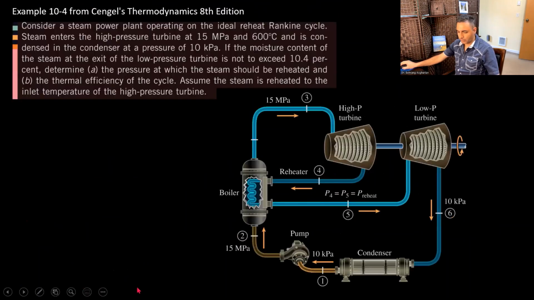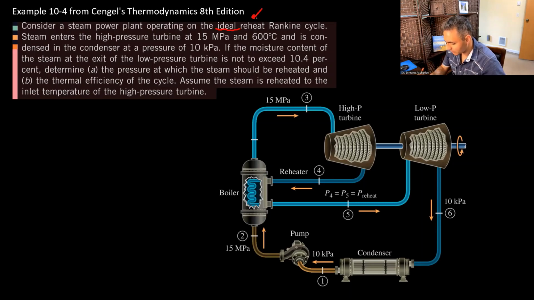So this is the example. This is example 10-4 from Cengel's book. And so, you can pause this video and take a look at the example. Or I'm going to go through the example, but if you want to pause the video, go ahead and do it so you can read the example. It says we have a steam power plant. Okay, sure, it's ideal. Look at this. It says ideal reheat Rankine cycle. These two terms are important.